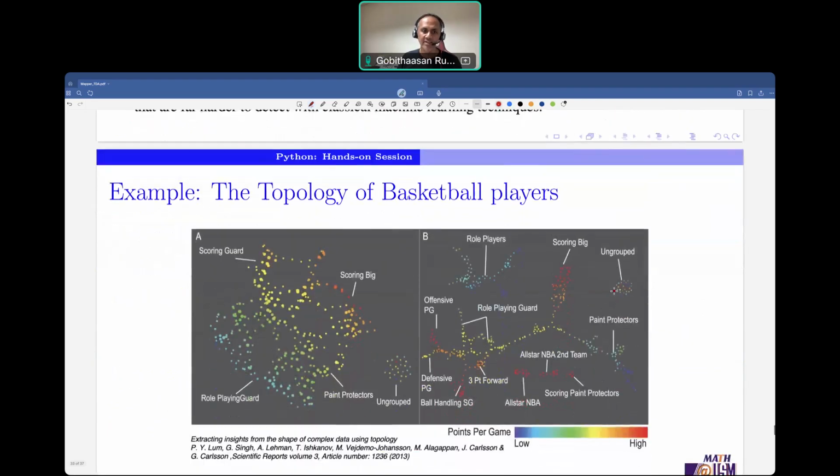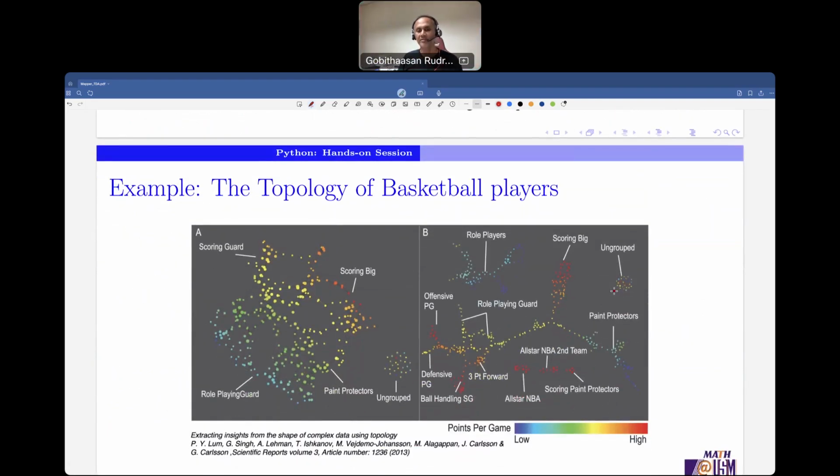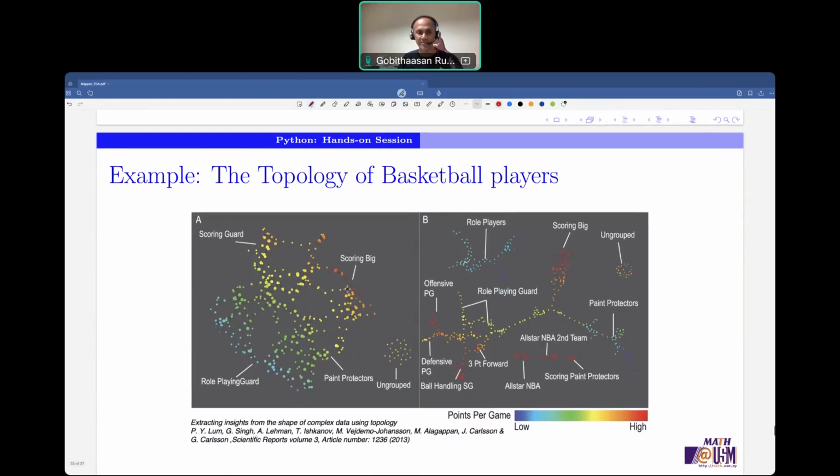This is yet another example, the topology of basketball players. So you get to see, based on, of course, there are many features. You collect the data of each basketball player, and then you draw. So you get to see the role of players, how they are scoring, right? So how they are protecting, being a scorer, and also being a defense, right?